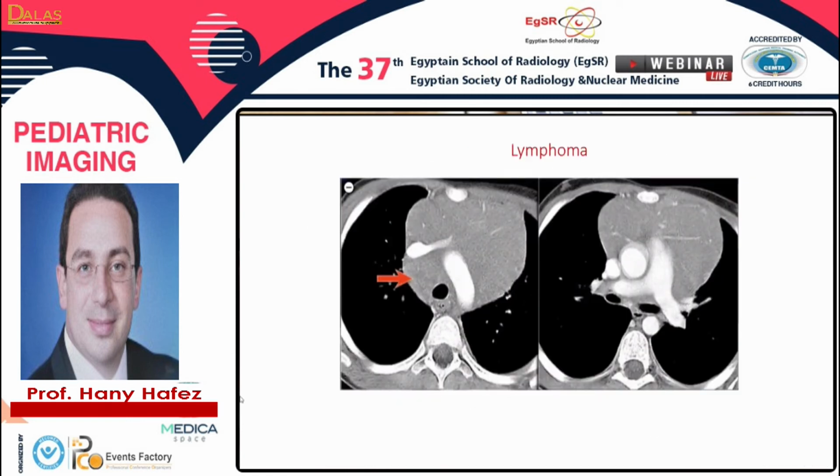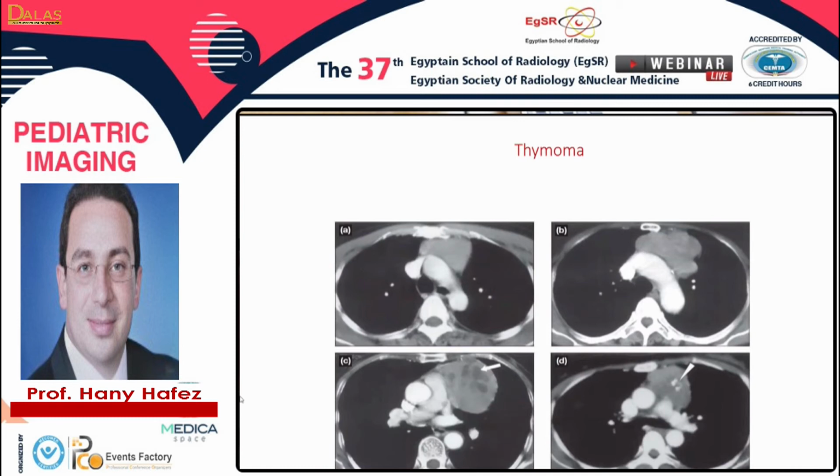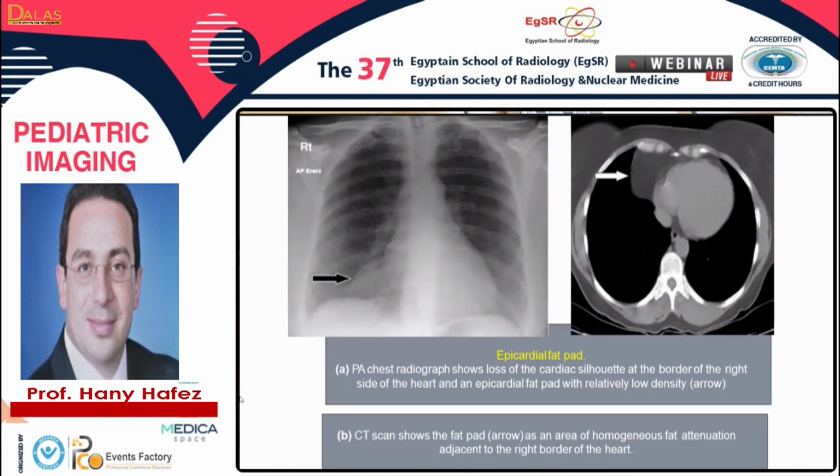Mediastinal masses in pediatrics: lymphoma with encasement of vascular structures. Thymic hyperplasia, there is no convexity of the thymus. In thymoma, there is convexity and heterogeneity of the thymus. Pericardial pad of fat is an almost normal variant, not to be interpreted as pneumonia or any mass lesion. That's CT scanning, it's a fat density lesion.